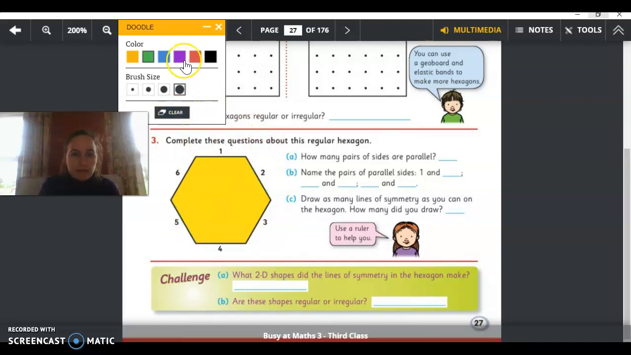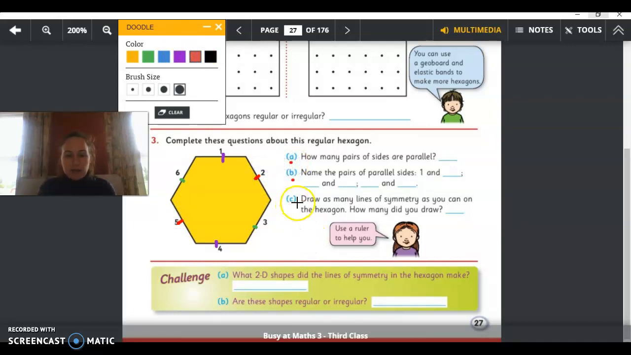And then the final pair of parallel lines are number 1 and number 4. Okay, so on top and bottom, they're horizontal, they're going across, and they will carry on and stay going the same direction and never meet. Okay, so there are 3 pairs of parallel lines, 1 and 4, 6 and 3, and 2 and 5. Okay, so that's question A and B.